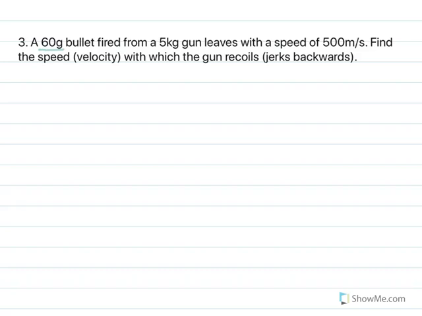A 60-gram bullet fired from a 5 kg gun leaves with a speed of 500 meters per second. Find the speed and velocity with which the gun recoils or jerks backwards. So we have two quantities here. We have the bullet. Let the mass of the bullet be m1 and its final velocity be v1, and then we have the gun, mass m2, final velocity v2. Now we do not write the initial velocity because before firing both are at rest.